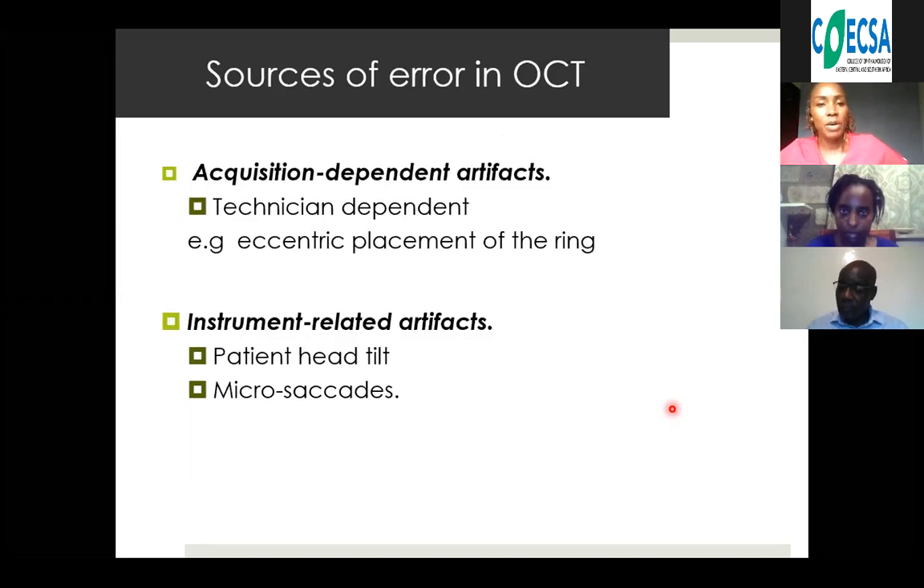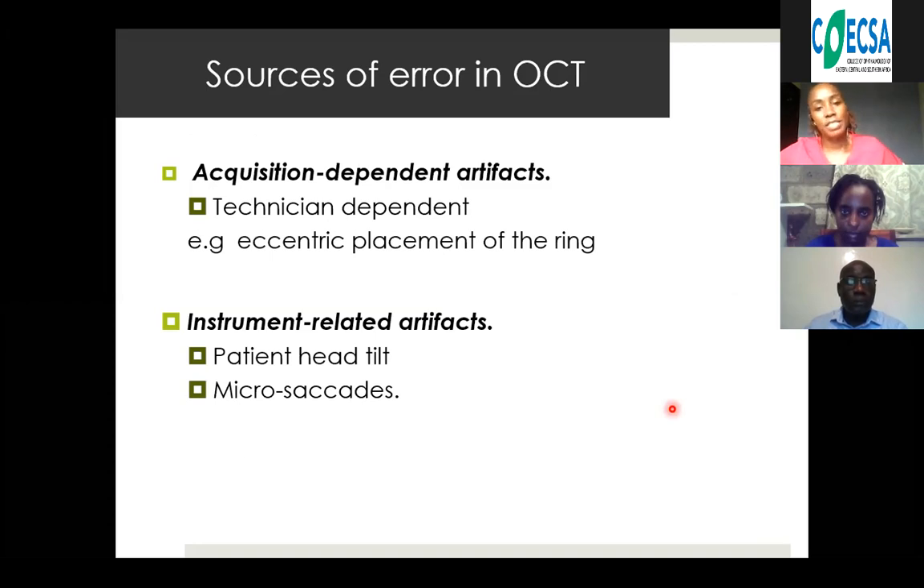Other things you need to be aware of is if the technician is not sure how to position the patient, ask the patient to look at the light. If they're not cooperative, then there'll also be an eccentric placement of the ring. There's a ring in some of the machines, I think in the Topcon and the Zeiss, I'm not sure, that has to be at a particular area. I get some OCTs where the ring is supposed to measure the RNFL and the ring is somewhere near the macula. You can't interpret that. So your technician has to be very good.